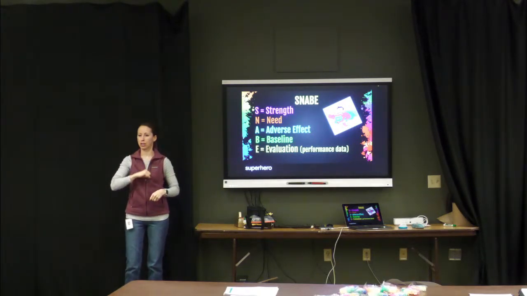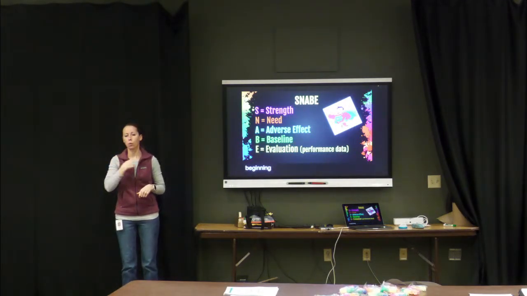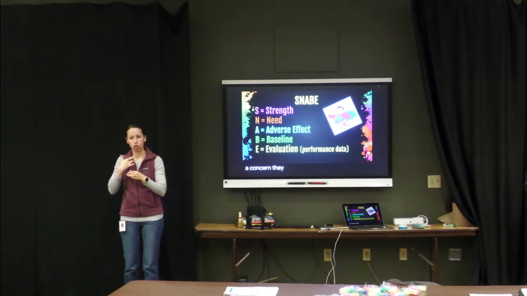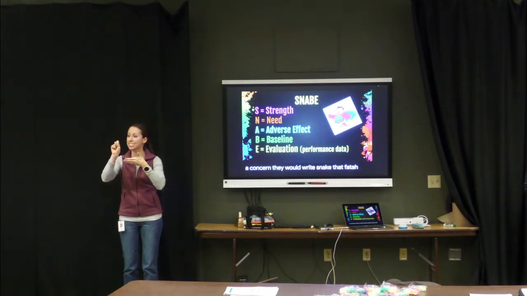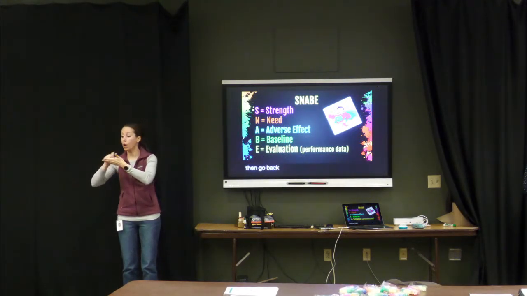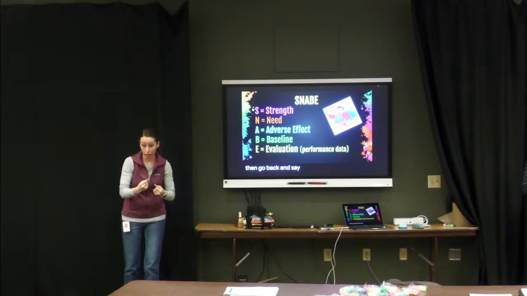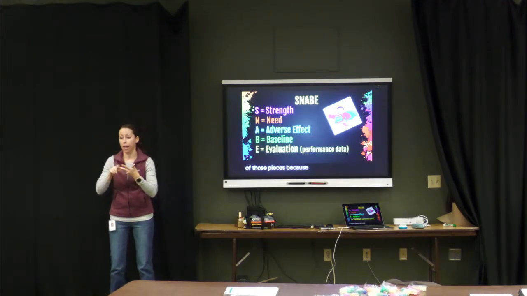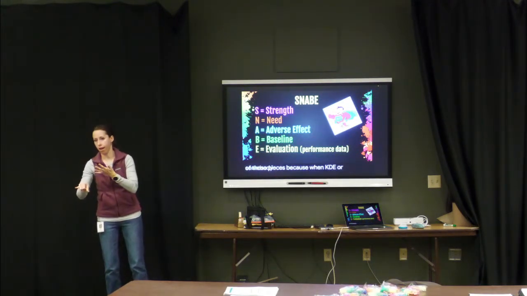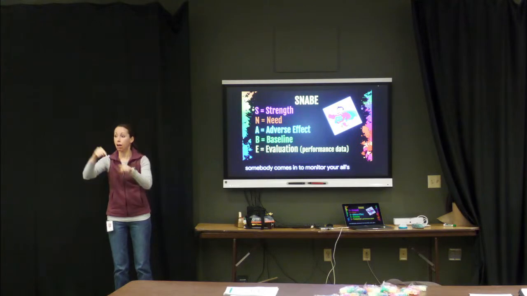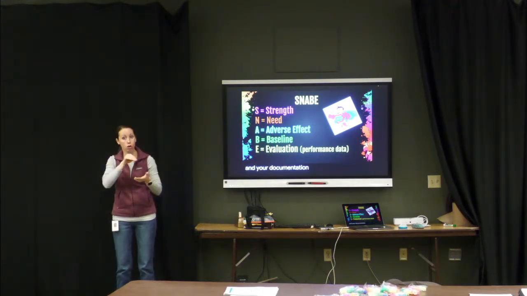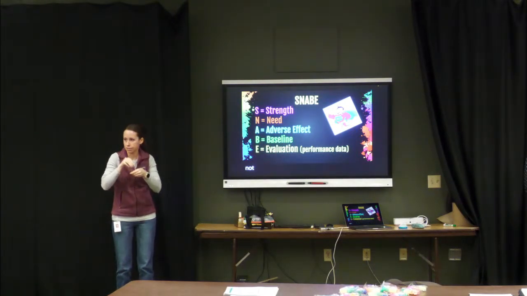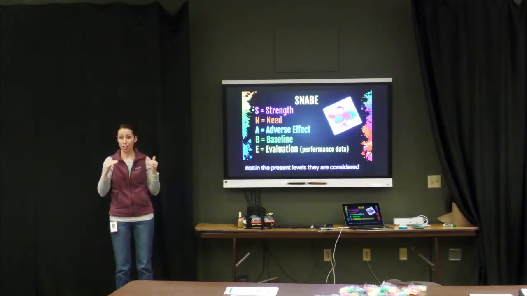We've done this with a lot of beginning teachers, and every area that there is a concern, they would write SNABE at the top, and then they would write their present level and go back and say, do I have the strength? And then they take it off. Do I have the needs? Yes. The adverse effect. All of those pieces, because when KDE or somebody comes in to monitor your IEPs and your documentation, these are the essential components that must be in the IEP. If they're not in the present levels, they're considered non-compliant.